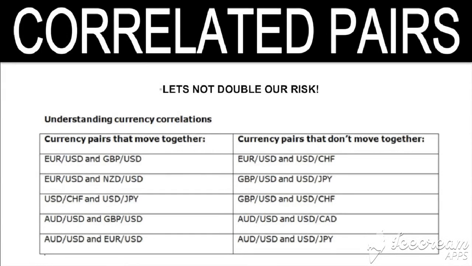You might want to pause this or screenshot this. This is just a slide on correlated pairs. On one side, you see the side that we would call positive. So Euro USD and GBP USD, or Euro USD and NZD. You get it. You can read.